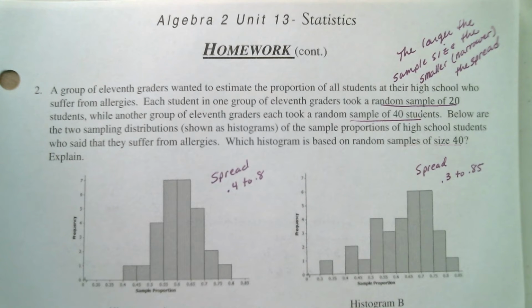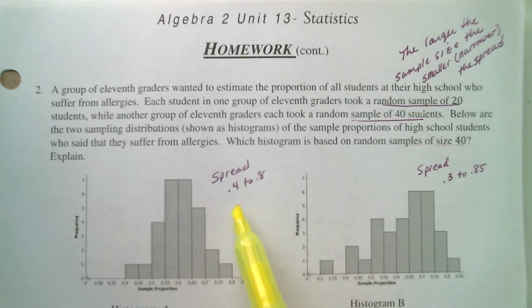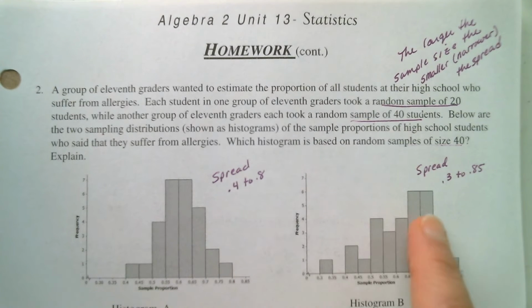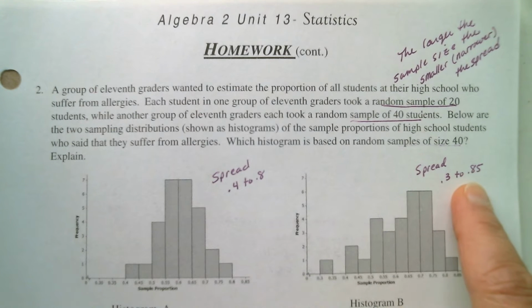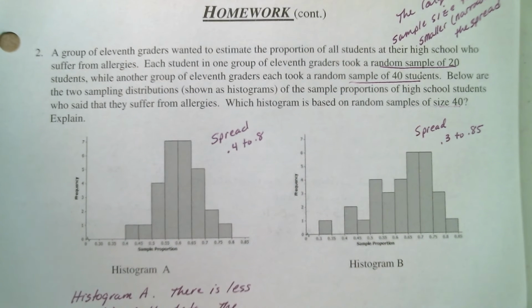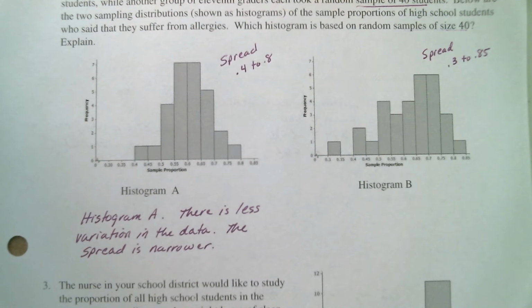So the answer to number 2 is histogram A, right? I just compared the spread here. Histogram A has a spread from 0.4 to 0.8, and B has a spread of 0.3 to 0.85. So that means that histogram A would have a sample size of 40. There is less variation in the data, so the spread is narrower.